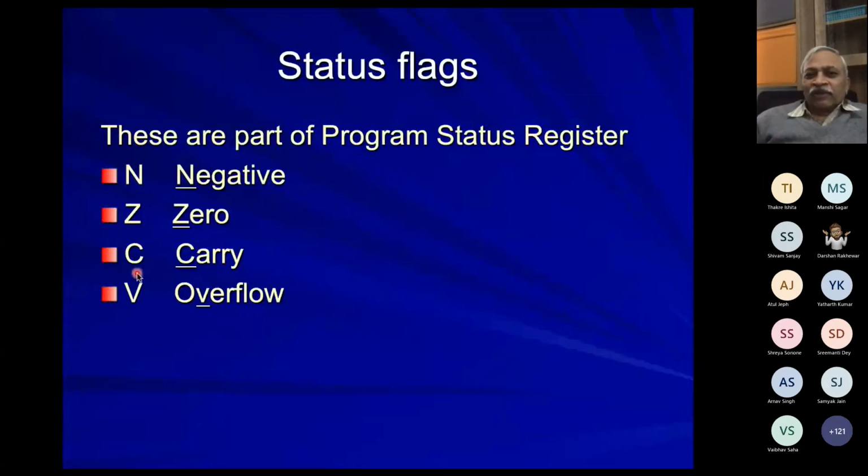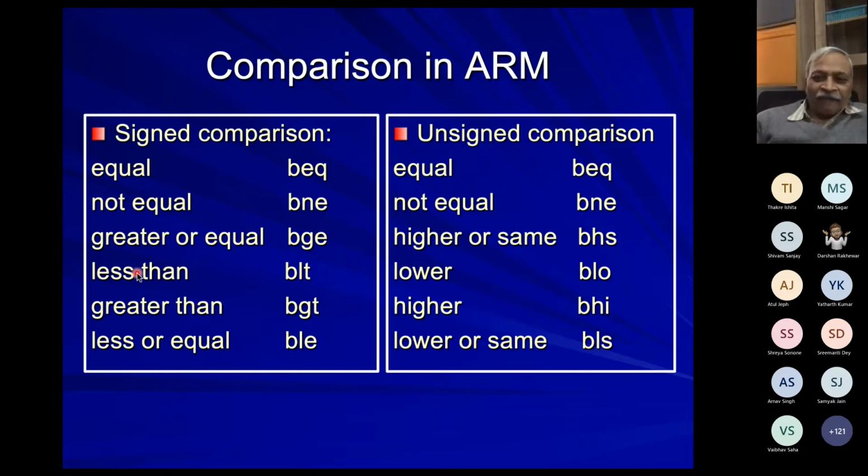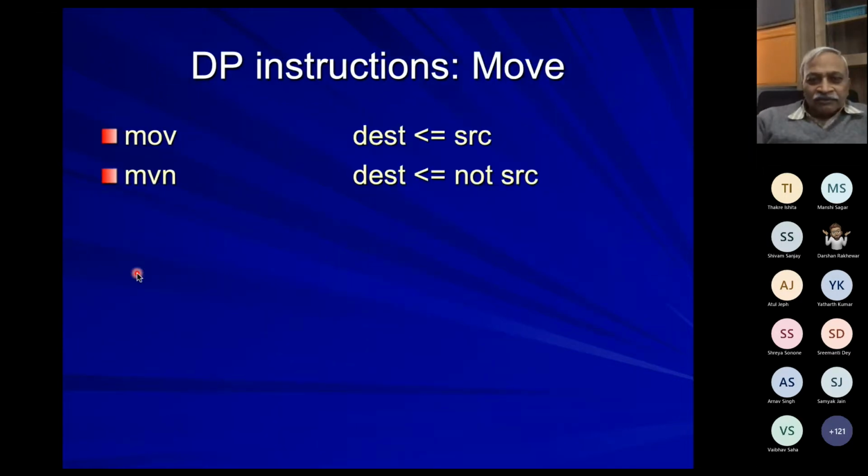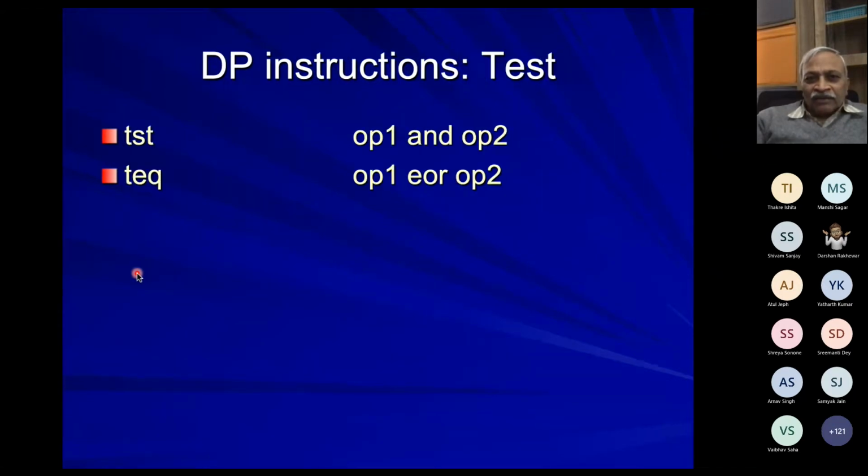So when you're comparing, for example, the flags will get changed in some way. Okay, and then you can test these flags using branch instructions. So I'll come back to branch instructions again, and so compare and test instructions. Their purpose is to modify the flags and test them later on.